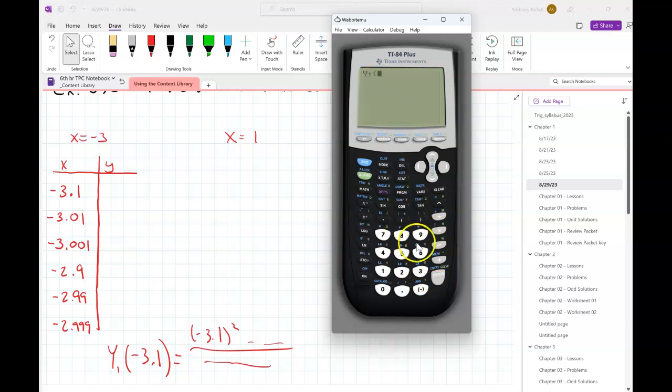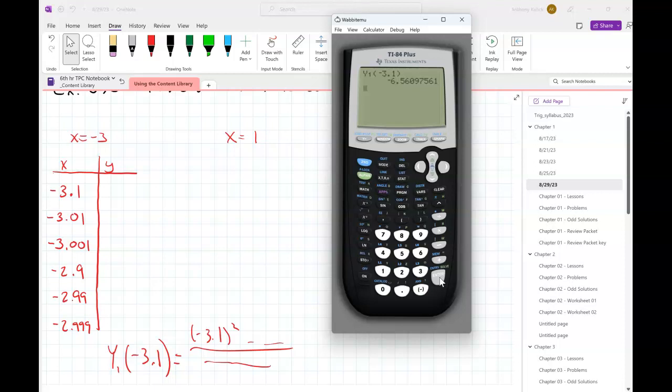So I'm going to do Y1 of negative 3.1. And then press enter. Now, Mr. Kulik, that was like a whole bunch of menus that you went through to get that Y1. Do I have to do that every single time?